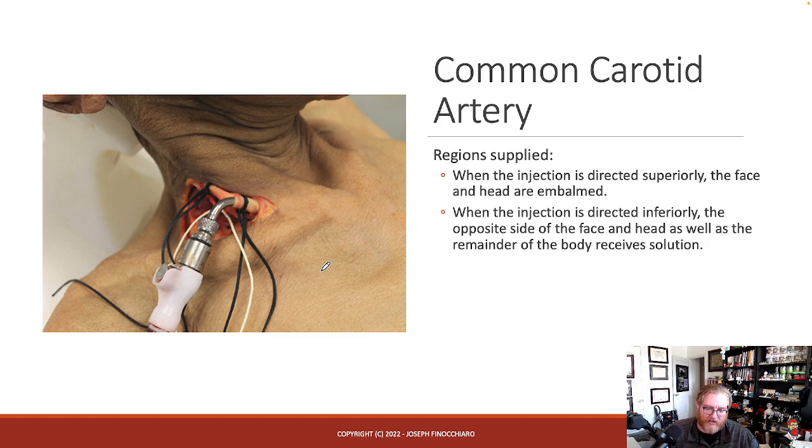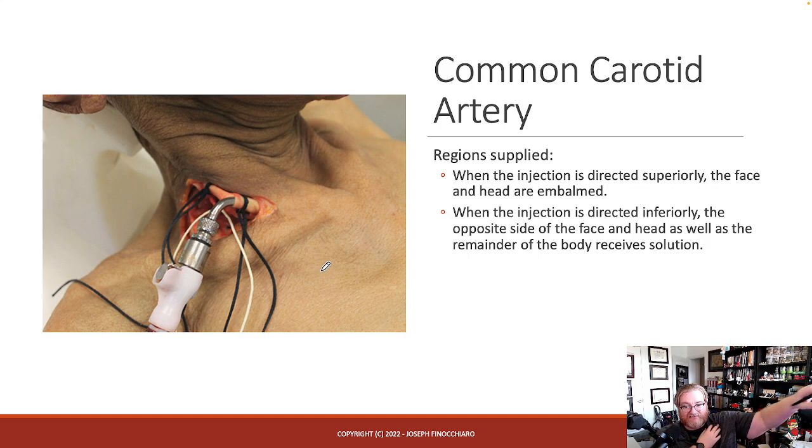So with the common carotid, when you inject the common carotid superior into the head, you get the entire face. Remember, your common carotid splits into the internal and external carotid arteries. So it's going to feed the inside of the head and the outside of the head. When you inject it inferior, you literally are injecting the rest of the body. Fun fact here, and something you got to watch for, is every so often you might put the arterial tube in a little too far.